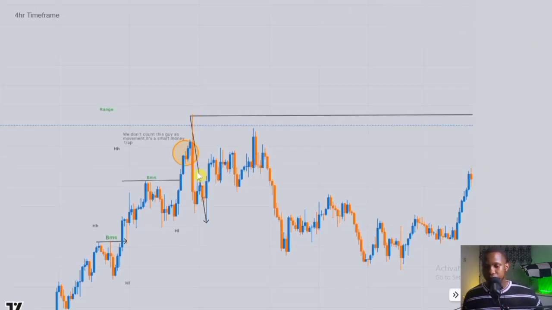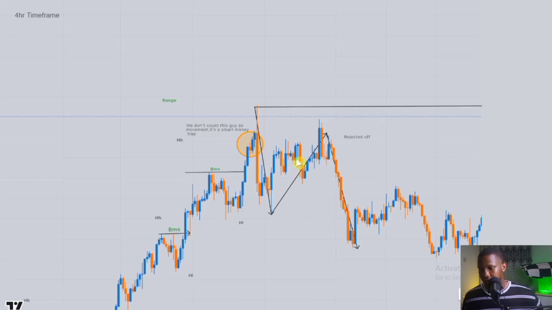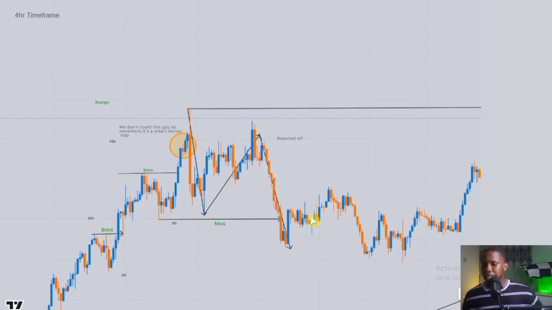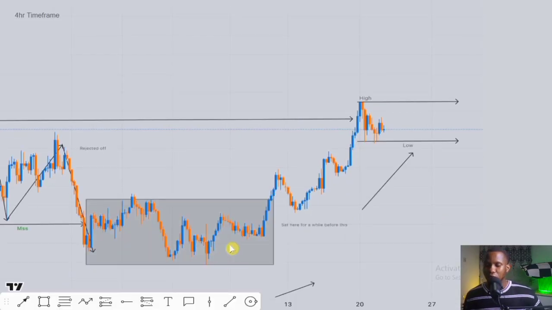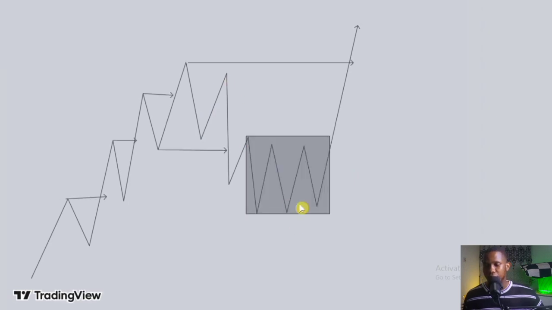Currently we had sales in the market, and the market rejected off this low here after mitigation of this internal POI here. Now again we had a little more sales, breaking this low here, and we can see the market trading sideways for a little while here, something like a consolidation, before finally moving to the upside, breaking this range. So this is more of what we had here now, something like this.